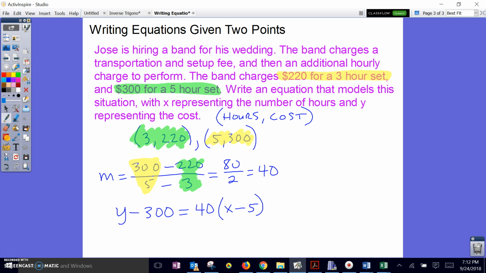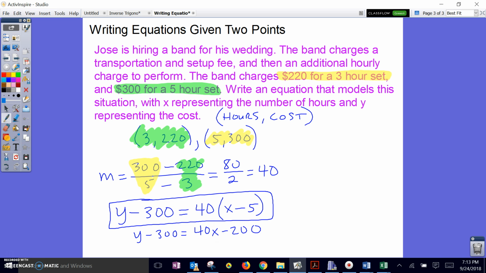And now I want to, well, I have an equation that models this situation. A lot of times I'll ask for this equation in slope-intercept form, but sometimes I won't. This would be a totally valid answer to the question, write an equation. But I'm going to go ahead, since we have the time, and convert this over into slope-intercept form. I distribute the 40 through the parentheses, and I add 300 to both sides. And here's another form of the equation, slope-intercept form, that represents this scenario for Jose and the band that he's hiring.